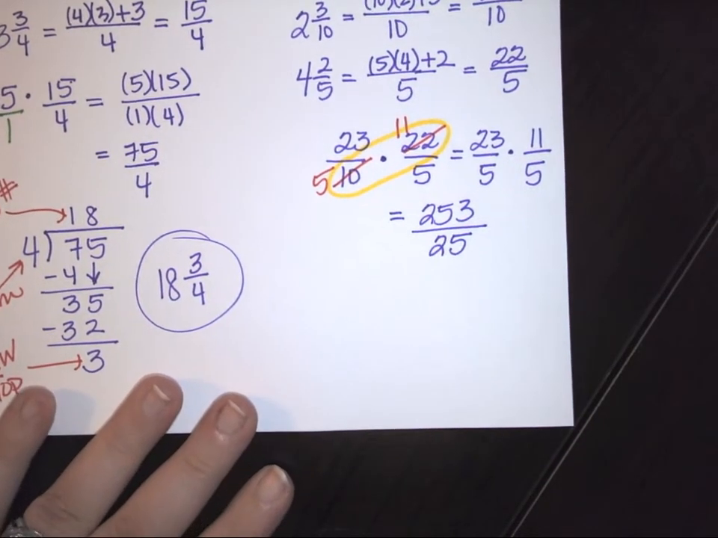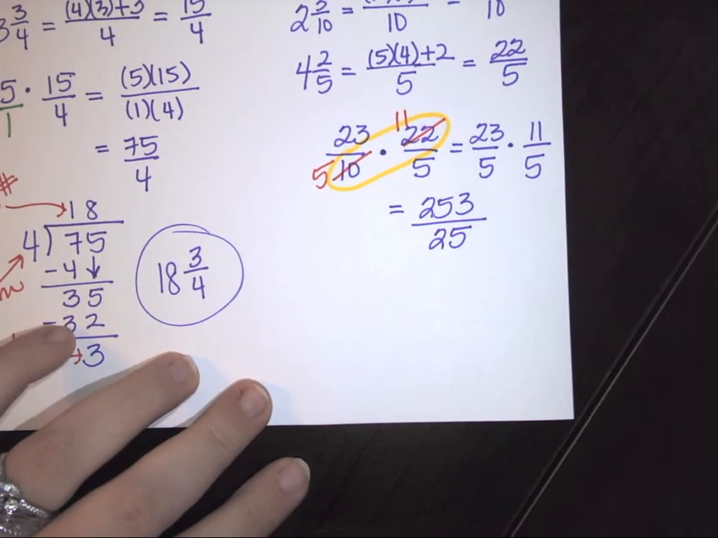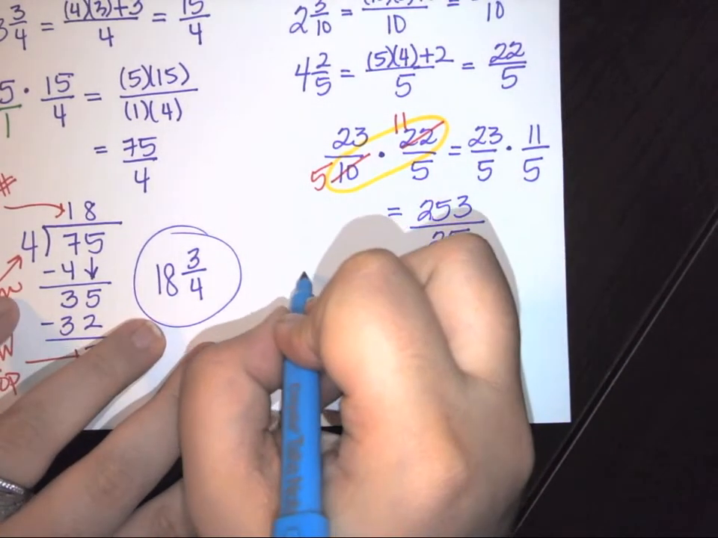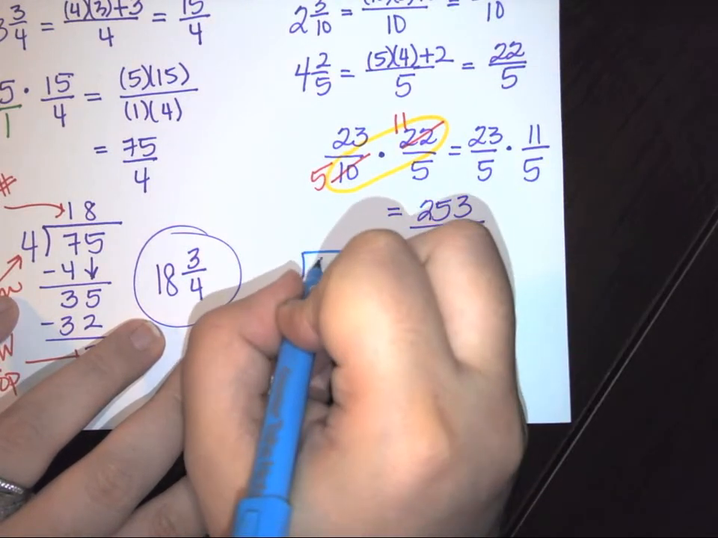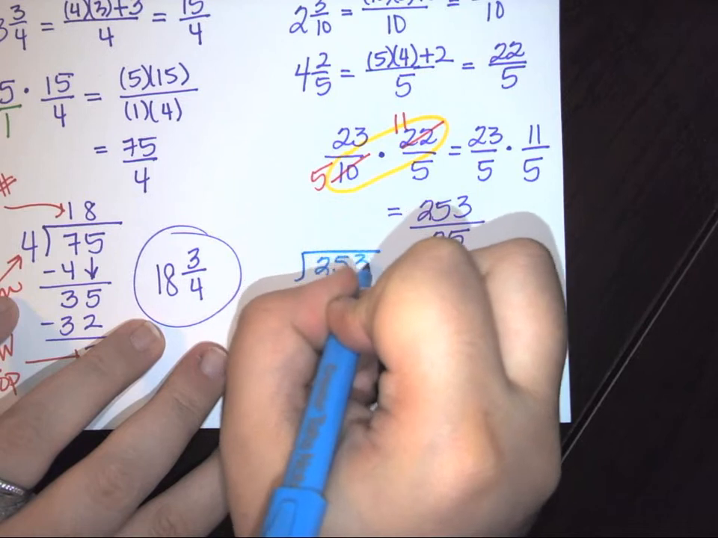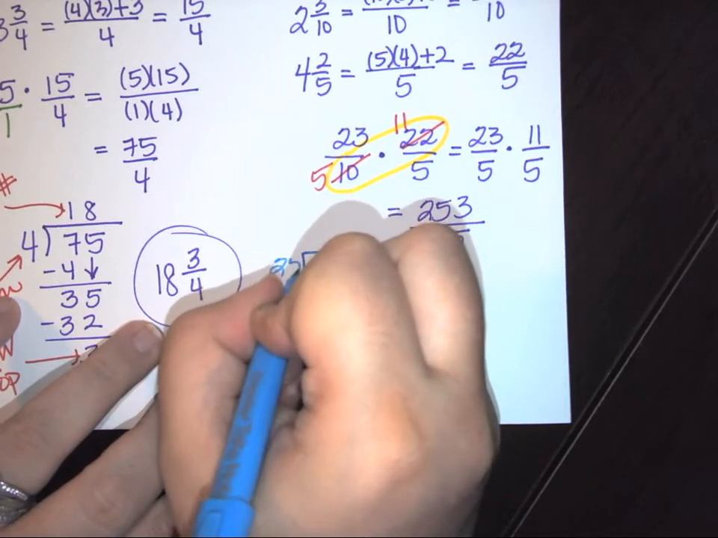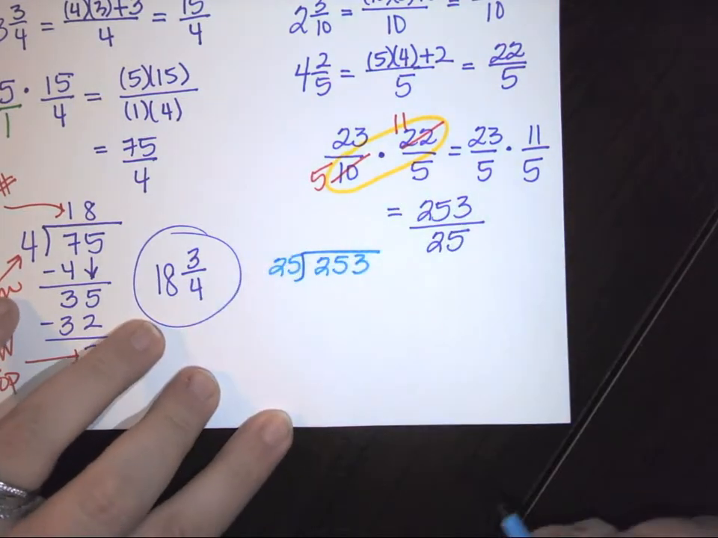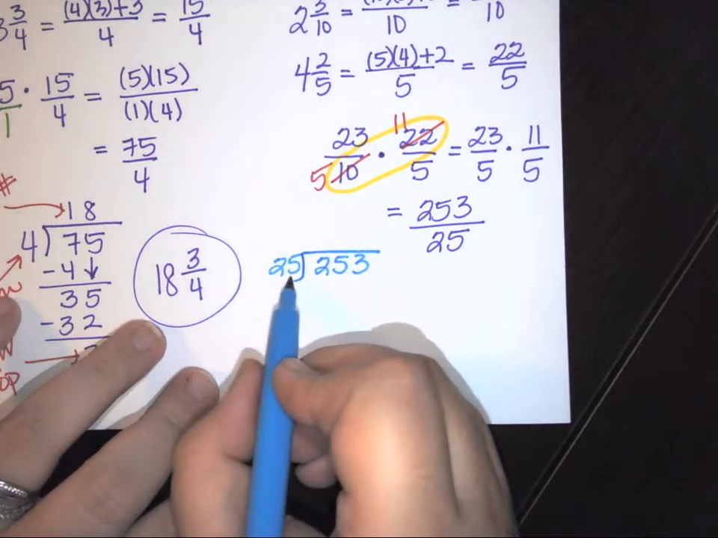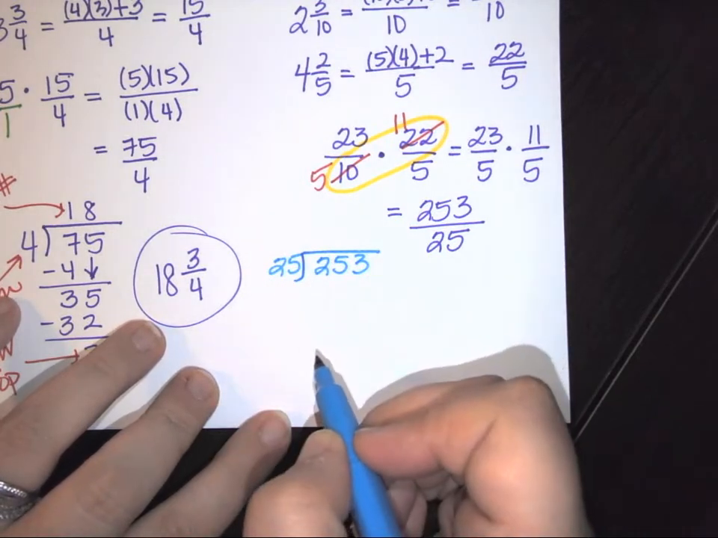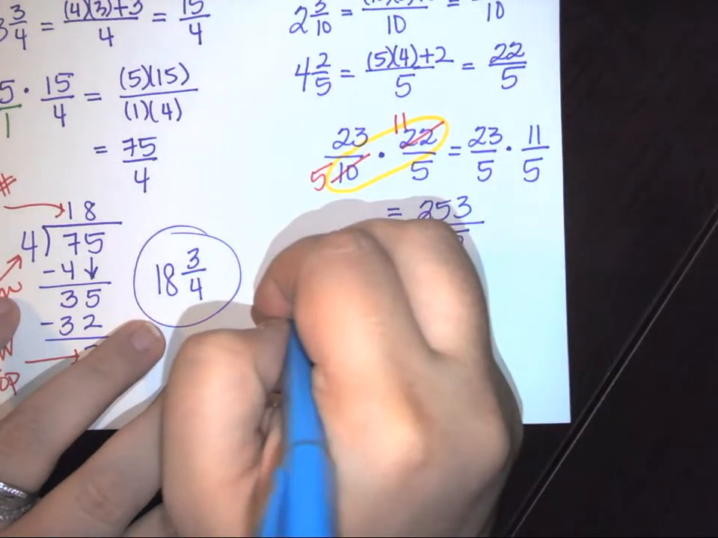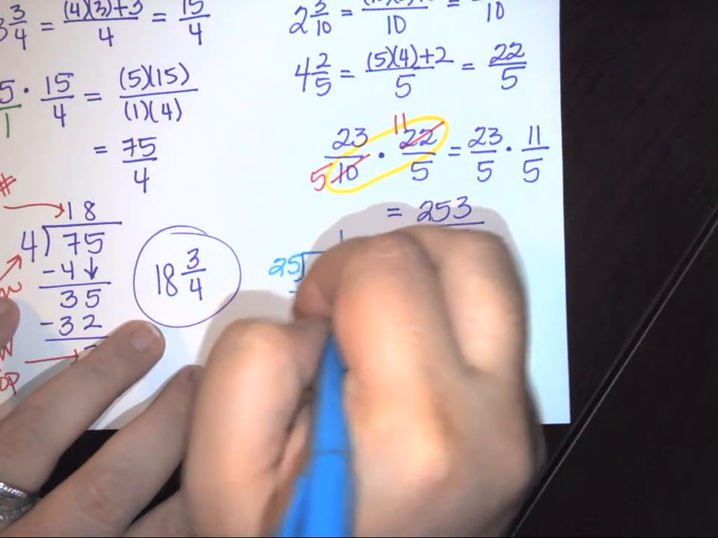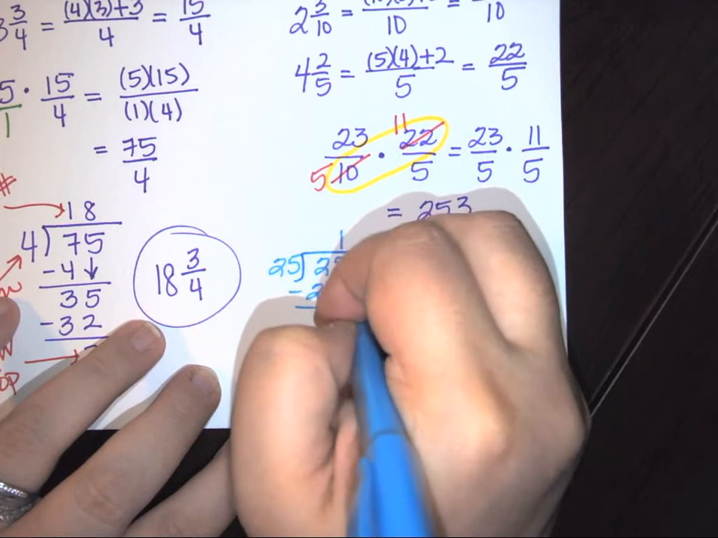Again, last but not least, I need to go ahead and do my long division. So I'm going to set it up. Here we go. I've got my 253 goes inside, my 25 on the outside. So how many times does 25 go into 2? Well, it doesn't. How many times does it go into 25? That would be once. Subtract out my 25, leaves me with 0.